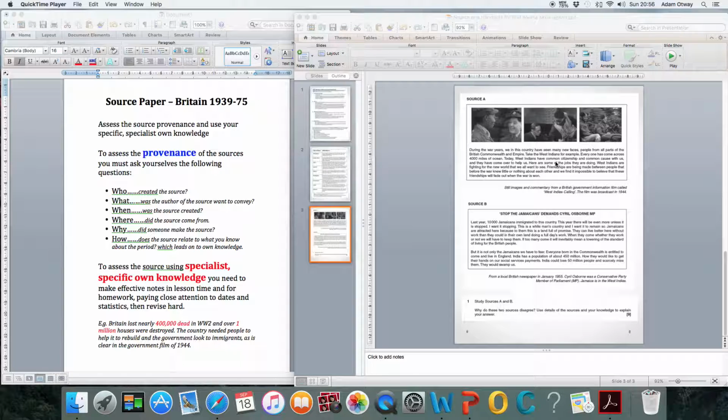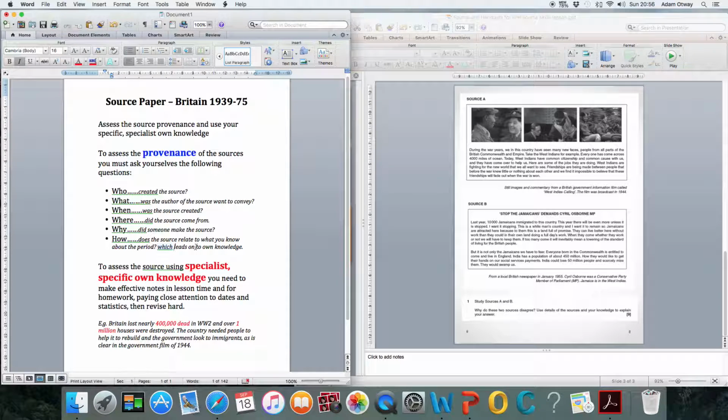In this side, it's kind of the opposite, because the government wants to encourage immigration, and that really gives you a clue. And over here, how does this source relate to what you know about the period? Which, of course, typo, I have to change that, makes me feel upset. Which, of course, leads on to own knowledge, which is the second part.